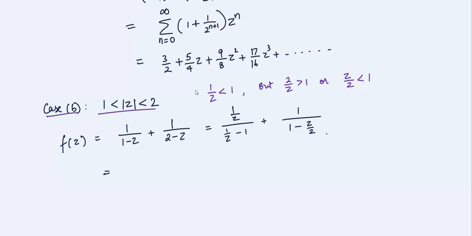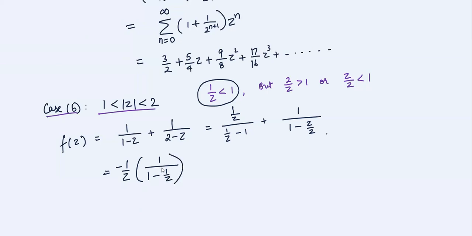Because for this condition, z is greater than 1, so the reciprocal will be less than 1. So I have brought this term less than 1. But z is less than 2, so z over 2 will be already less than 1, so I don't have to do any changes for that. So now we will write it in this form. 1 by z with a minus sign, 1 minus 1 by z.